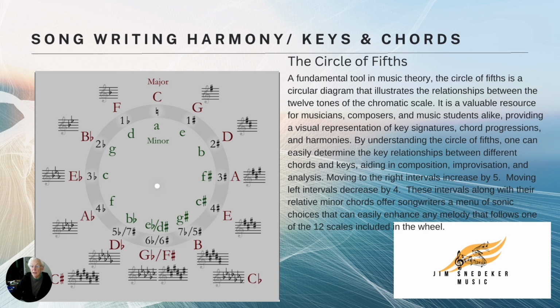So these intervals, along with their relative minor chords, this is what offers songwriters a menu of sonic choices. So in C, A minor, F, D minor, B flat, G minor, all a minor third below. That can enhance what we do in each of these keys. Okay, that's our quick intro to the circle of fifths.